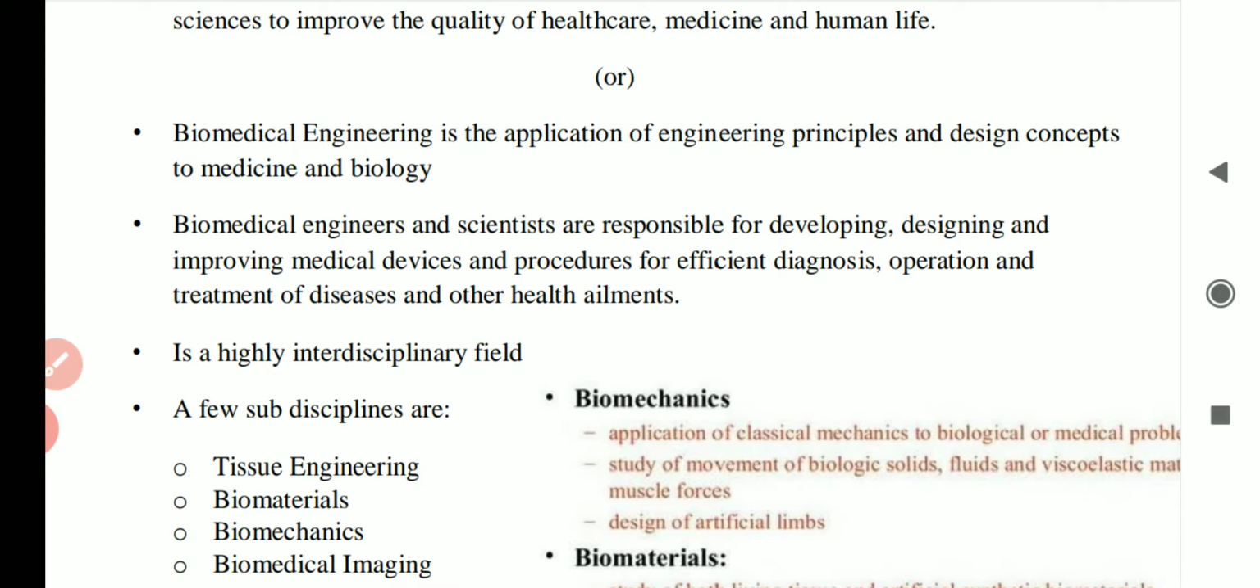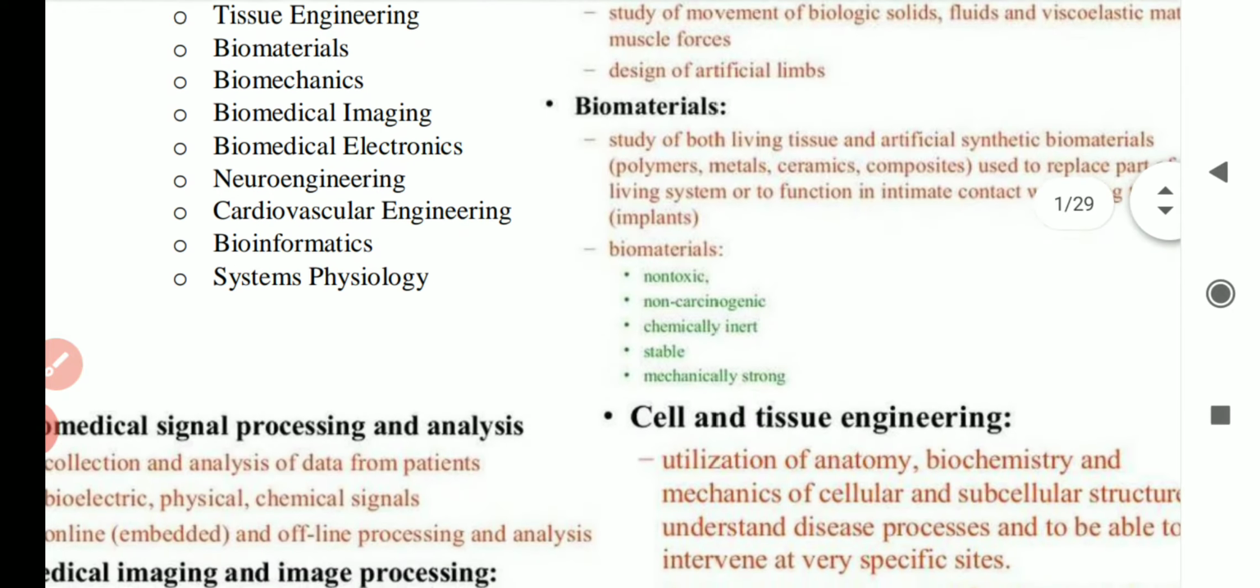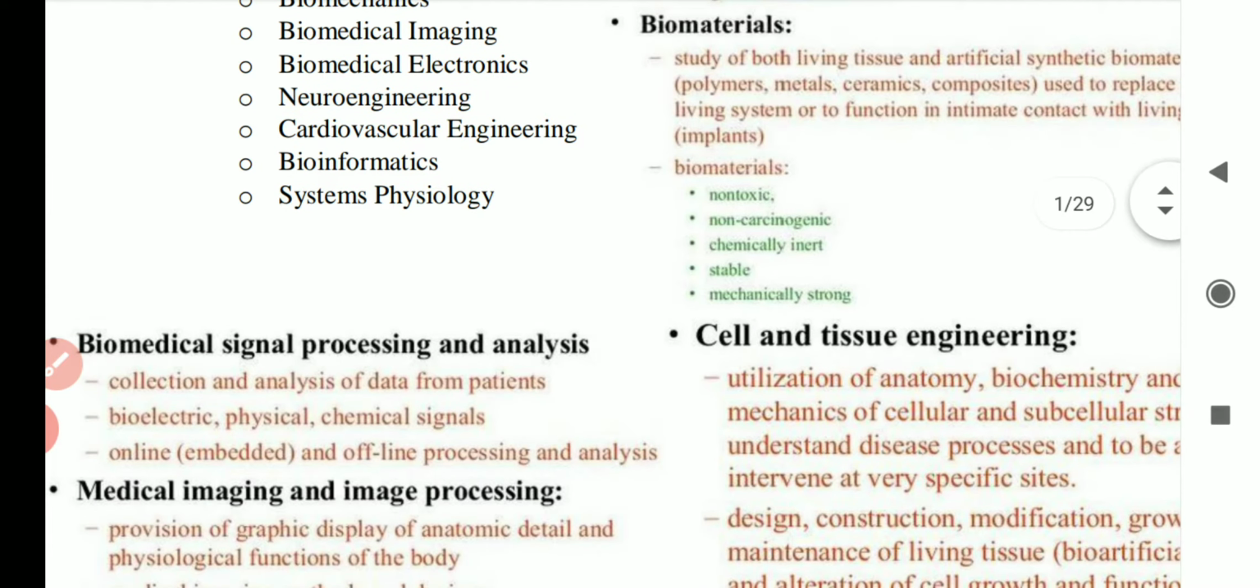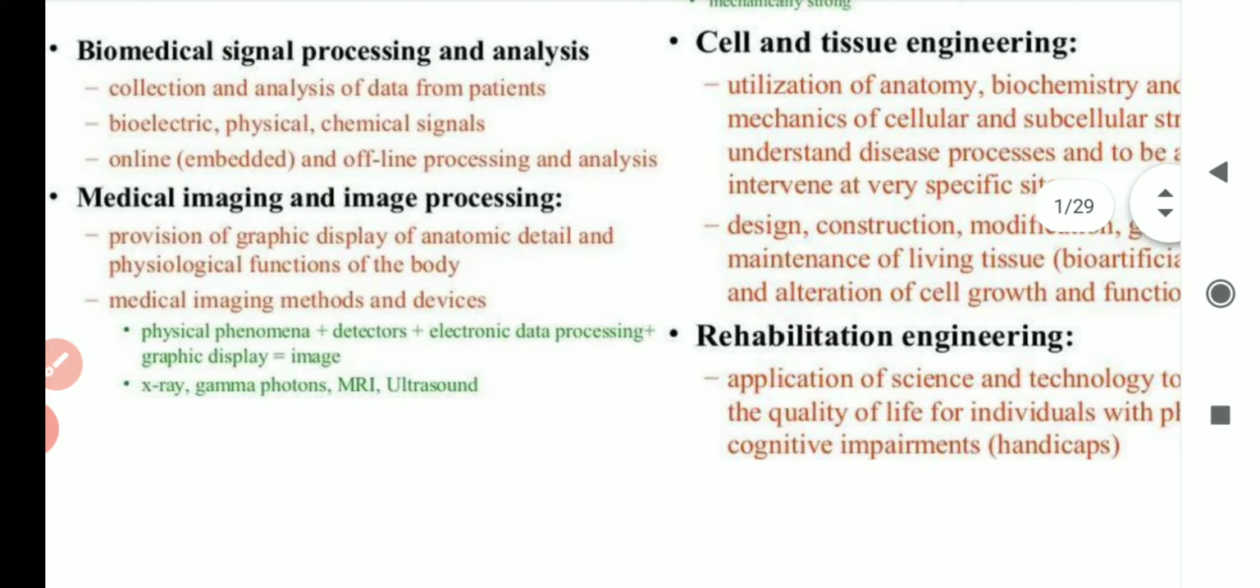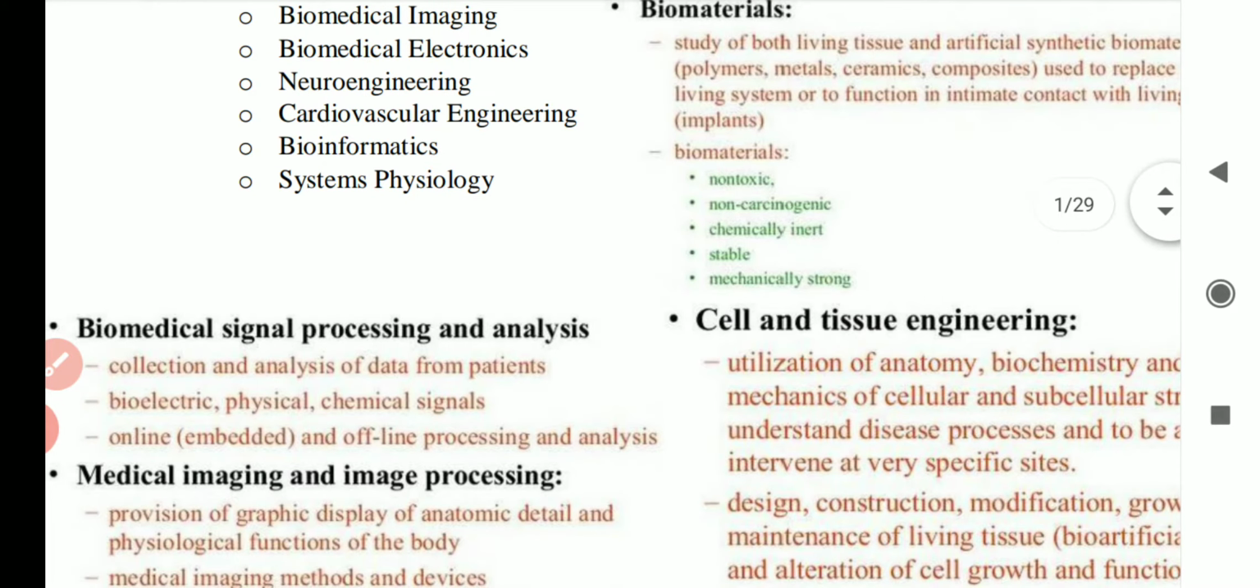It is a highly interdisciplinary field. There are many fields in biomedical engineering. A few subdisciplines are tissue engineering, biomaterials, biomechanics, biomedical imaging. You have to know many other fields: biomechanics, biomaterials, cell and tissue engineering, medical imaging and image processing. You have to note down these theory points and read them very clearly.